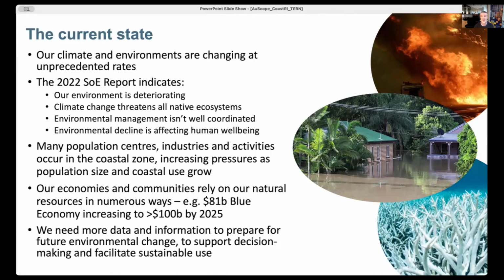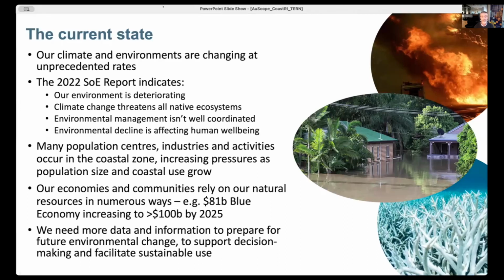Many of our population centres lie along the coast, industry lies along the coast. An enormous component of the Australian population live and use the coast, not only for productivity, but also for their own well-being. So it's an incredibly important part of our society. We also have huge economies that rely on the coast, and some of those we've mentioned today. The blue economy is growing enormously, but there are other aspects of our economy that are totally dependent on a healthy coastline.